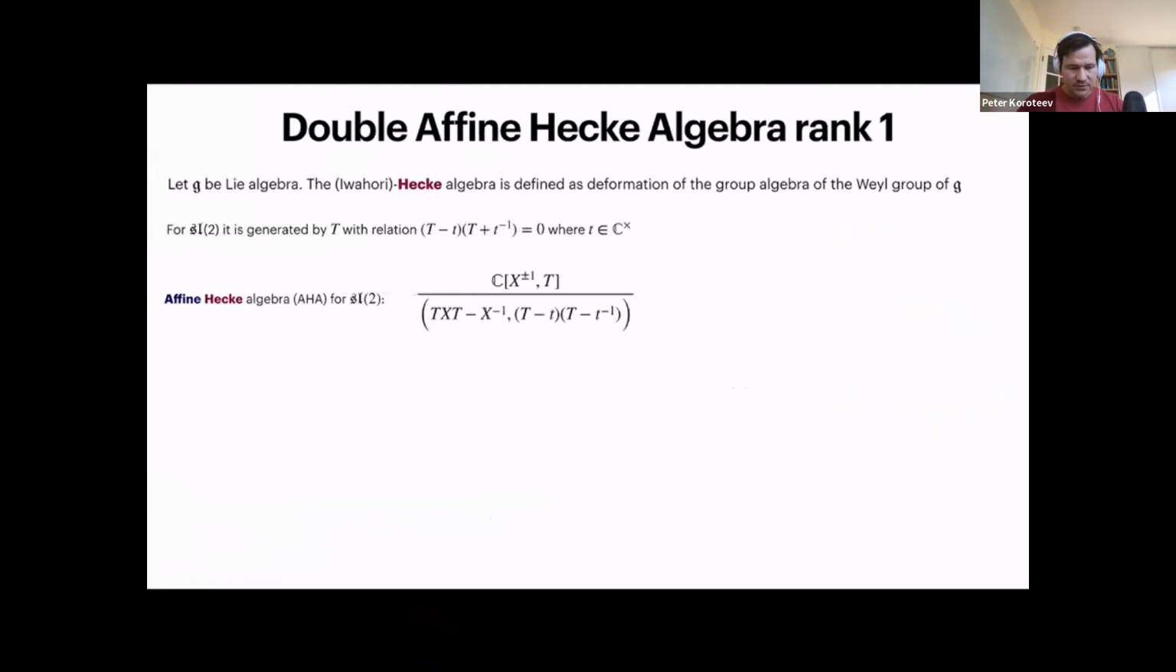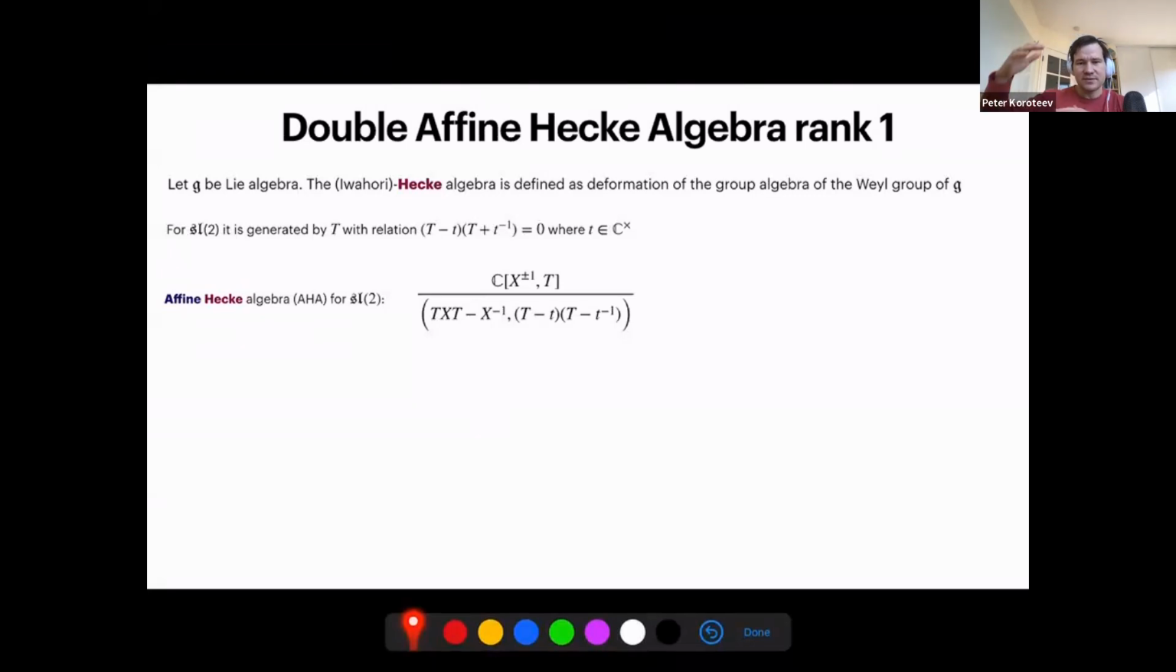Okay, so let me describe a couple of alternative constructions of DAHA, and then if you read the paper on DAHA, usually authors just put a page-long definition. I'm not going to do that, so we'll do it step by step. So let's say G will be the Lie algebra, which will be in my case SL2. And then first we introduce the Hecke algebra, or Iwahori-Hecke, which is a deformation of the group algebra of the Weyl group of G.